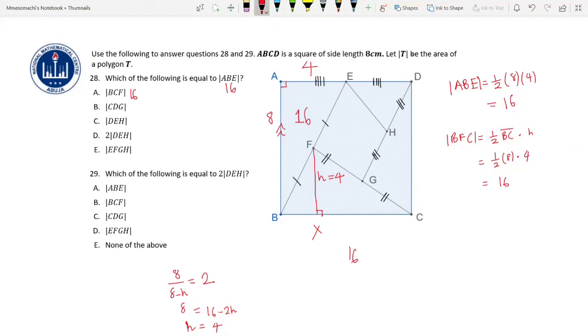We want to find the area of DGC. But to do that, we need to find these heights. So let me call this H1, H subscript 1. So that's different from this other H we used. So how do we find this height H1? Okay. So one of the quick things we can do is to extend it to meet this side here.